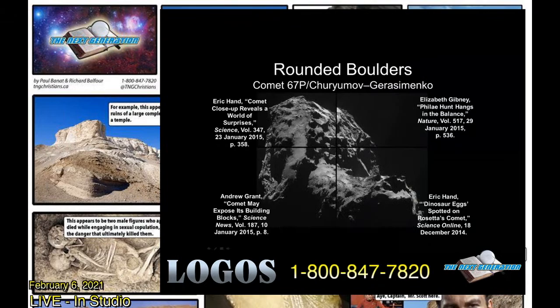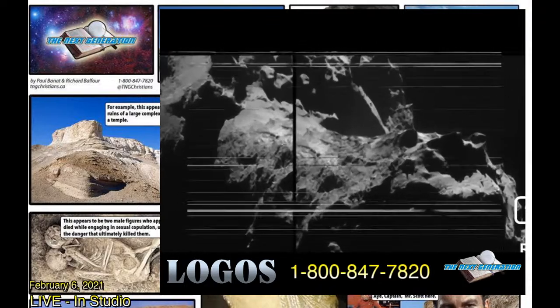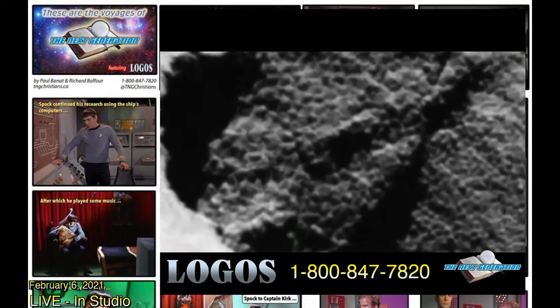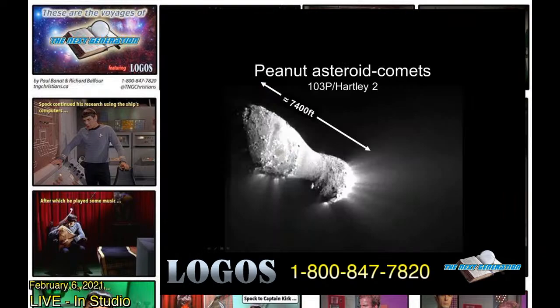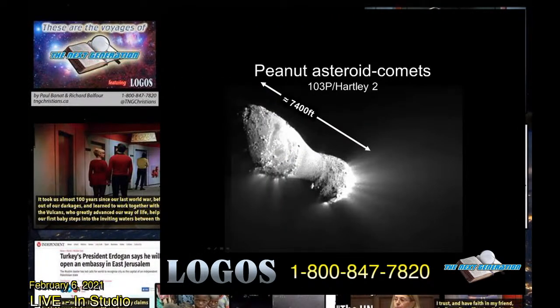This is the same mechanism by which river rocks are rounded, albeit these large, quote, dino eggs were rounded much faster. Here's a close-up of a crater where hundreds of these rounded 10-foot boulders are exposed. Here again, rounded boulders are observed on the peanut-shaped comet Hartley 2.